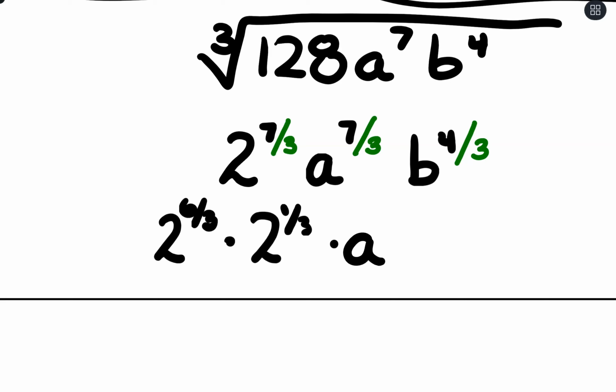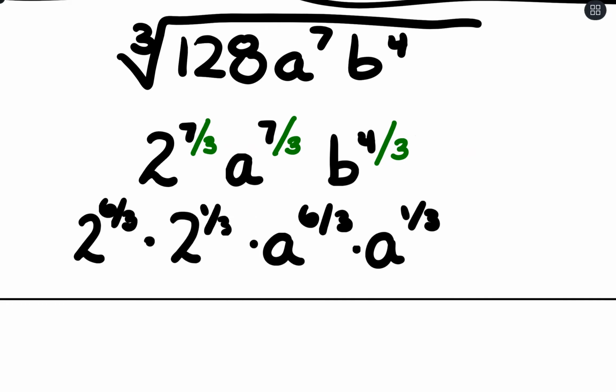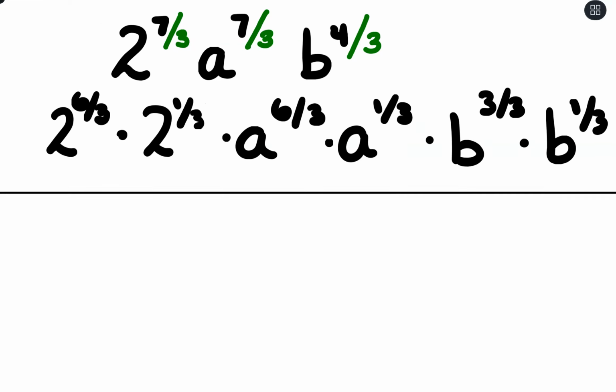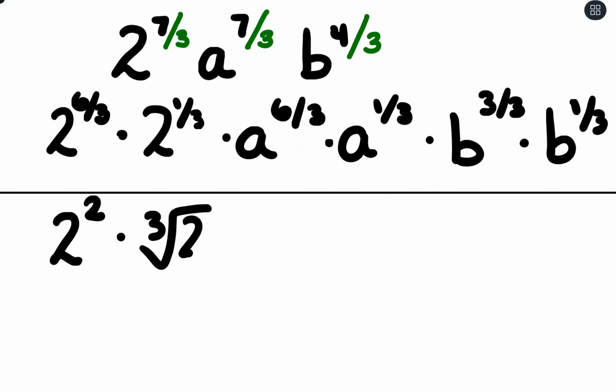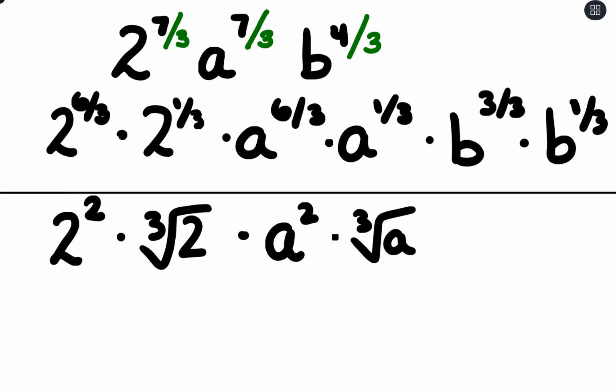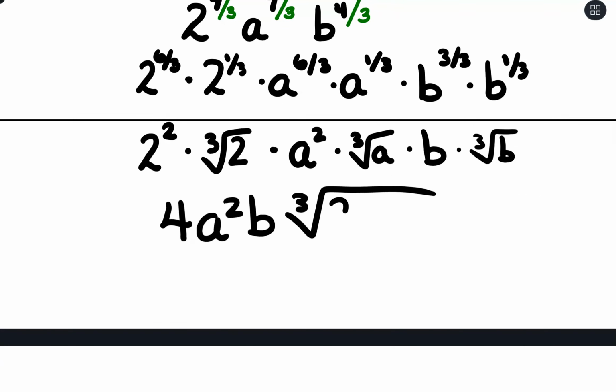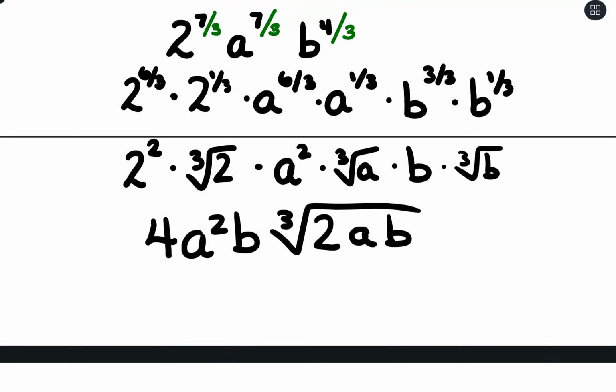Same thing with the a's. I could have written that as 6 over 3, but I still have an a left over, so I'd have a with a 1/3. And then with the b's, if I bumped down by 1, I would have had 3 over 3, but I still had 1 left over. So 2 to the 6/3 is 2 squared, and then I still have this cube root of 2. And then times a squared, and then I still had this cube root of a, and then I had 1 b, but I still had a cube root of b. And with that, we could have gone to the same answer of 4a squared b, and then a cube root, and all underneath was a 2 and an a and a b.